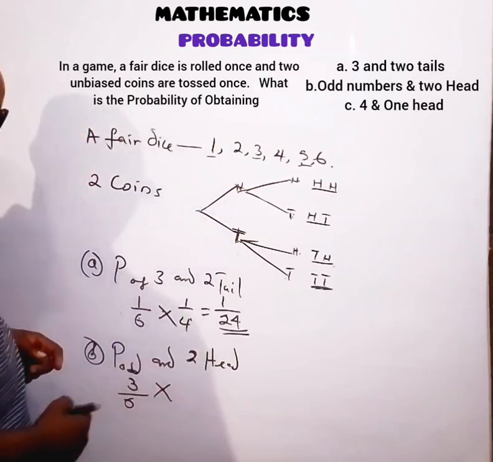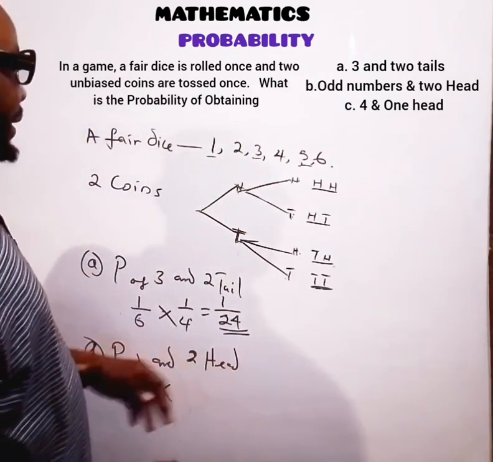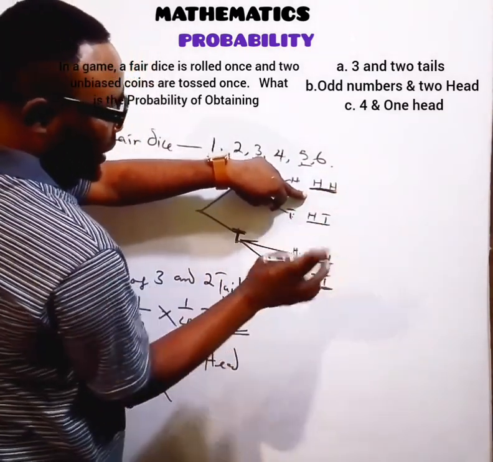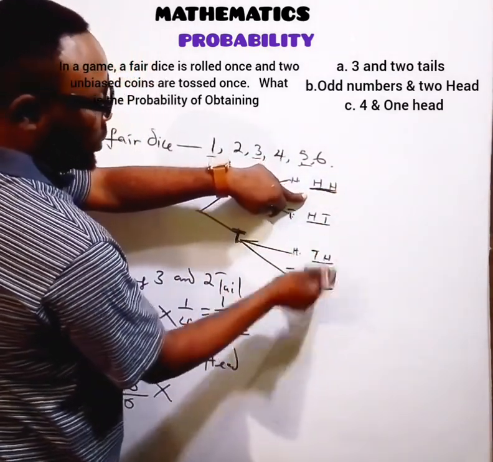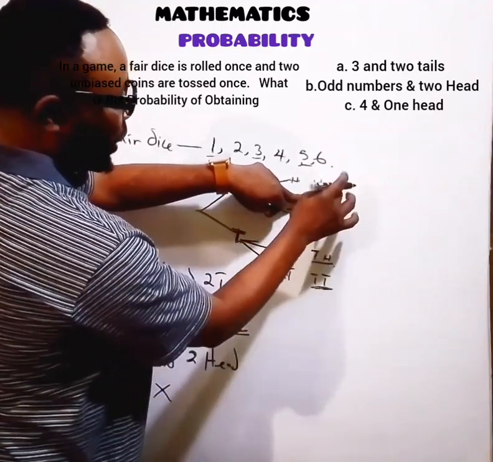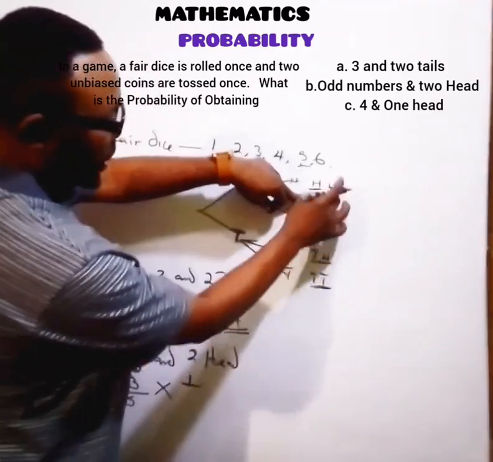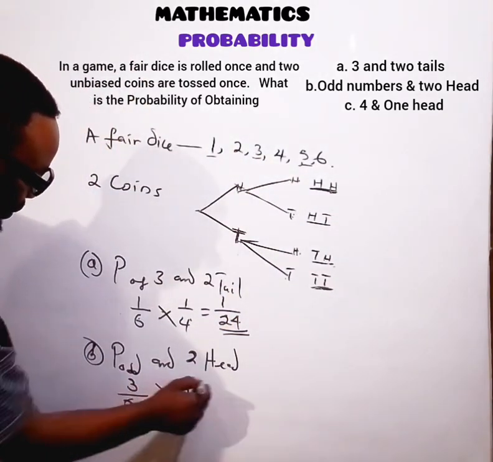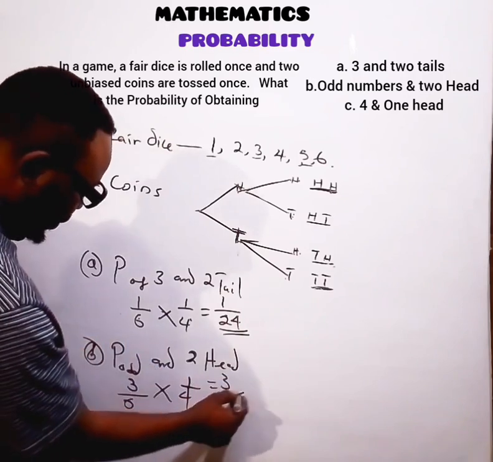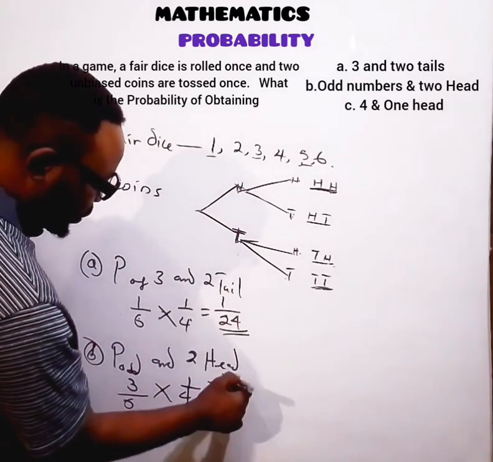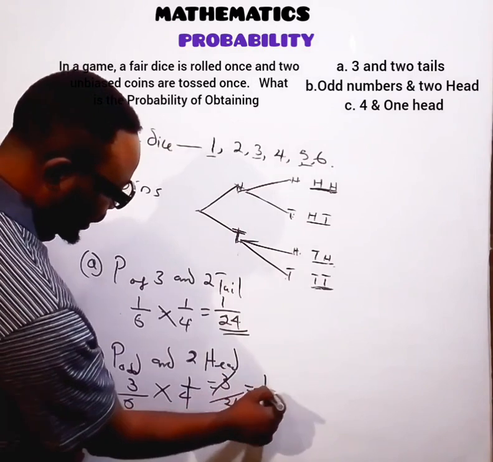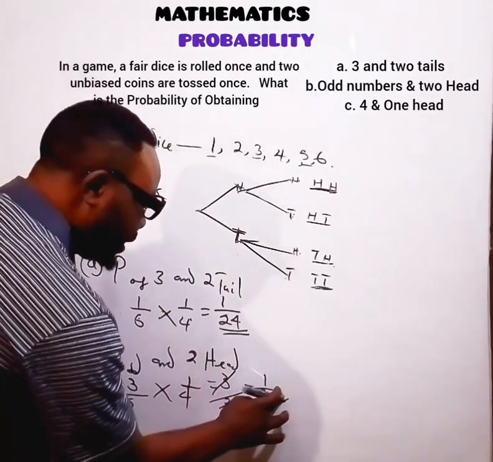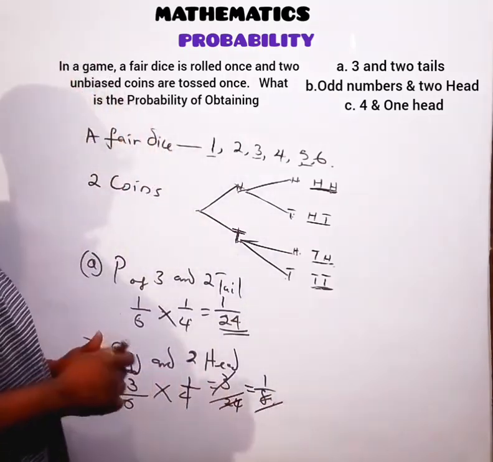And multiply by 2 heads. This is the only place where we have 2 heads. There's only 1 here. We don't even have head here at all. So this one is what? 1 over, what is the total outcome? 1, 2, 3, 4. 4. So we have this one to be 3 times 1, 3 over 6 times 4 is 24. So we can cut it further to become 3 here, 1, 3 here, 8. 1 over 8. That is the answer to the second question.